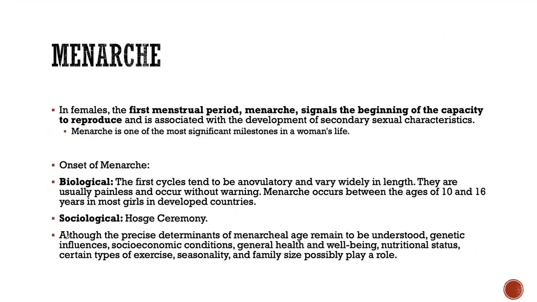Okay, so in females, the first menstrual period, the menarche, signals the beginning of the capacity of that particular individual to be able to reproduce. It is associated with the development of secondary sexual characteristics. So it is an important milestone in a woman's life, and this is true in every society. The biological importance is that you reproduce. And sociologically also, it is important for a reason.